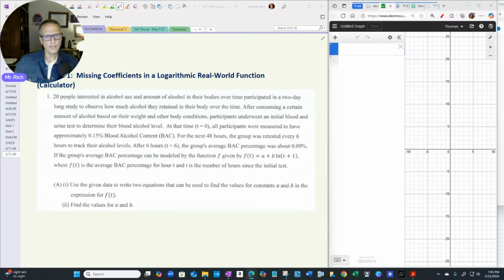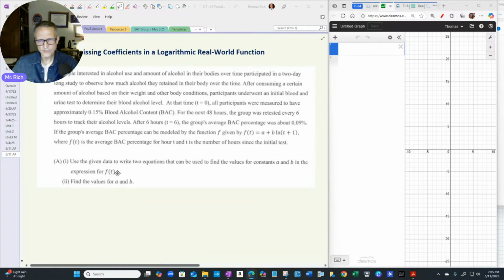The first problem that I think you're going to see, and I discussed this with another student earlier this week, is a problem involving missing coefficients in a logarithmic real-world function. I kind of think that this year they may change it up. They put a problem similar to this last year. I could see them doing a problem like this with an exponential function, but I'm going to use one that is a logarithm, which is similar to what they did last year on the free response questions.